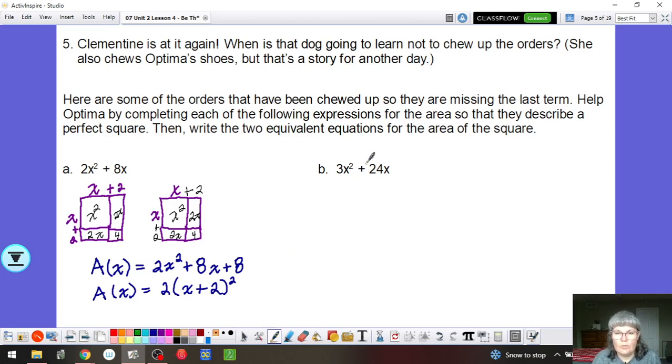B, we have 3x squared plus 24x. Well, that 3x squared, I'm going to need 3 squares, 3 basic squares. Because I have 3 basic squares, this 24x needs to be divided amongst the 3 of them. So 24 divided by 3 leaves me 8. So I have 8x that go on each of these. But remember, we need to divide it evenly. So 8 divided by 2 becomes 4.